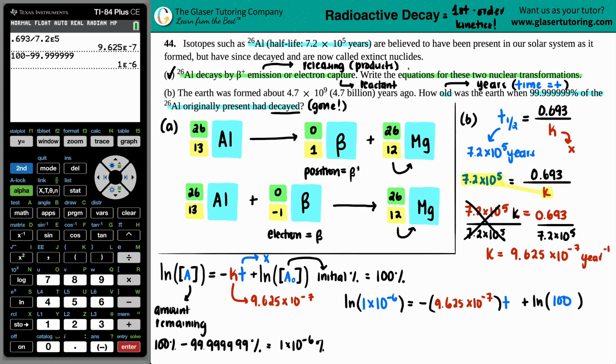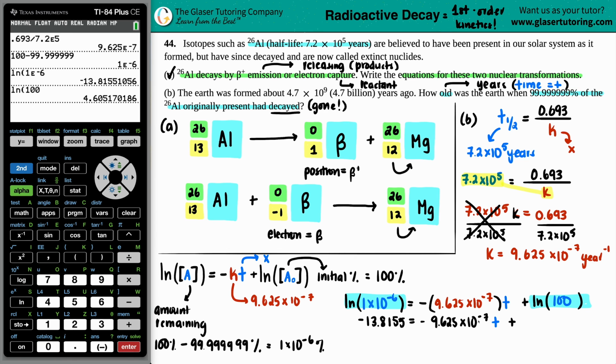Okay. So now let's do these two values first. Hopefully the calculator can do it. So we'll do ln of this value. Okay, so negative 13.8155 equals negative 9.625 times 10 to the negative 7th times the time value, plus the ln of 100. We get 4.605.